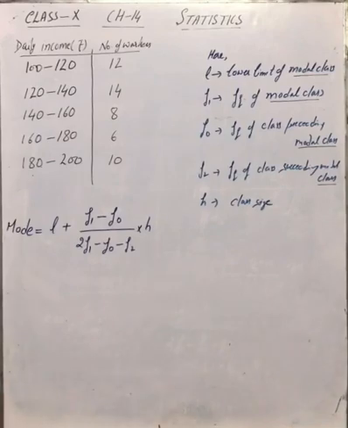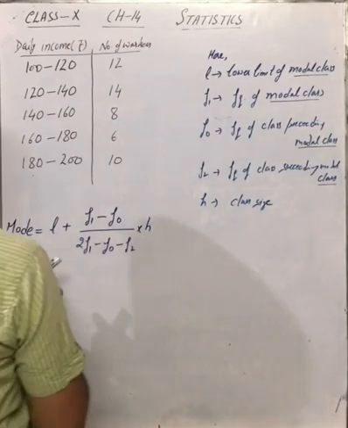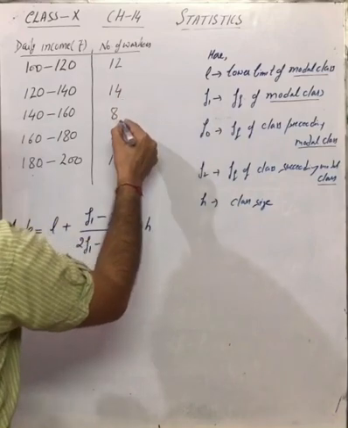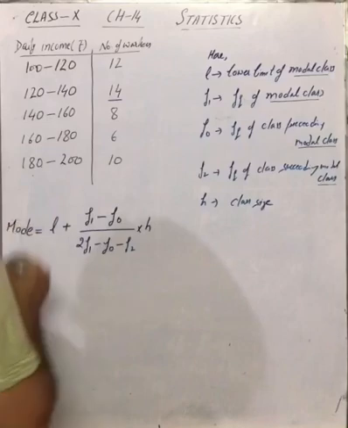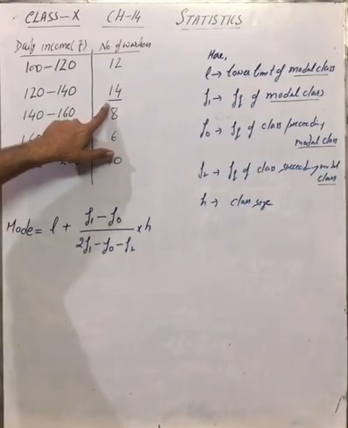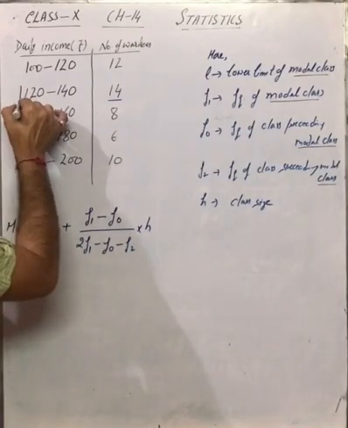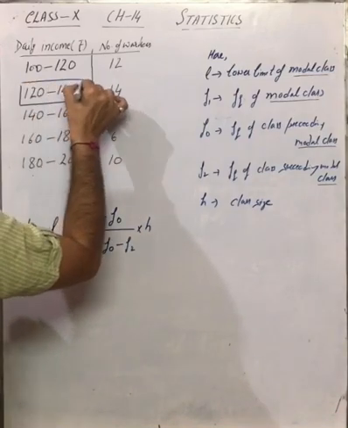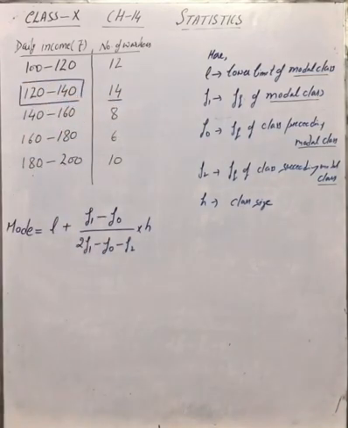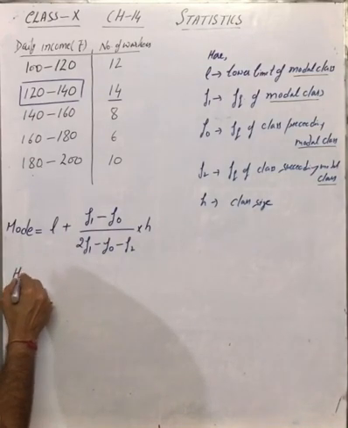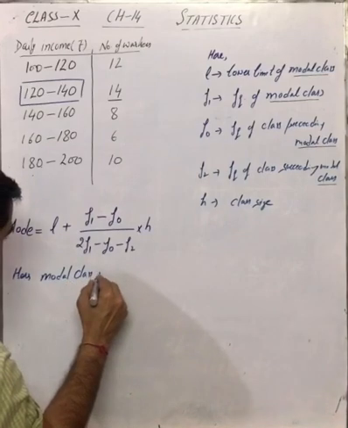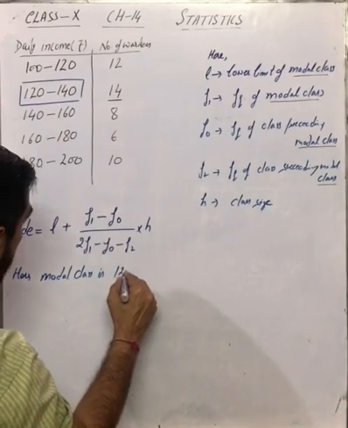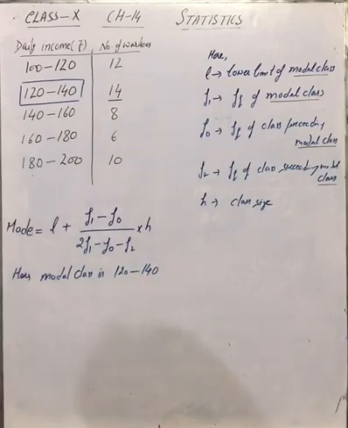ये model class actual में होती क्या है? Students, if you can see these frequencies 12, 14, 8, 6 and 10, you see this is the highest frequency. The interval with the highest frequency will be the model class. That means here the model class will be 120 to 140. मैं यहाँ पे लिख देता हूँ. Here model class is 120 to 140.